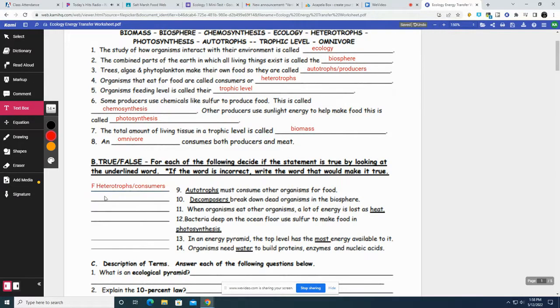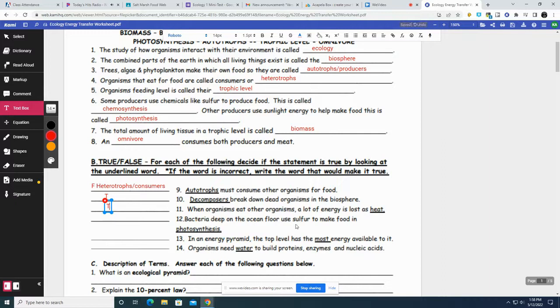Ten, decomposers break down dead organisms. That's true. I'll just put a T. Eleven, when organisms eat other organisms, a lot of energy is lost as heat. That's true. Remember the 10% law. Only 10% of the available energy is passed on when one organism eats another. 90% gets lost mainly as heat.